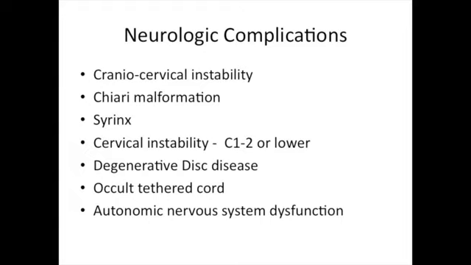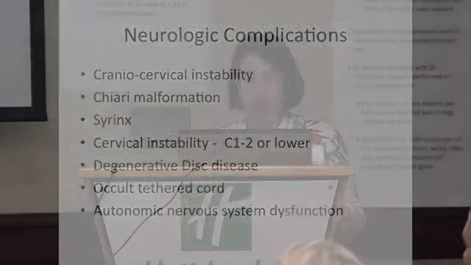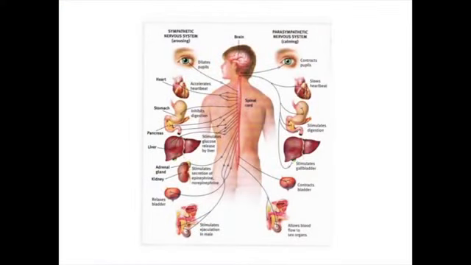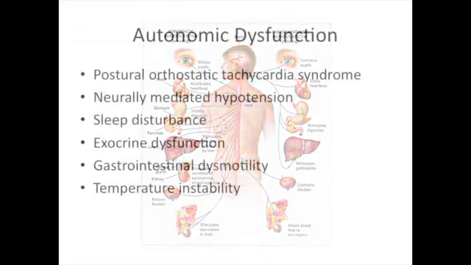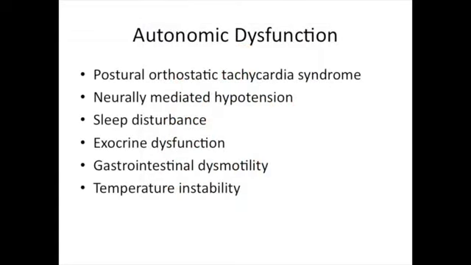Dr. Henderson's going to talk about occult tethered cord, and we have the autonomic nervous system dysfunction, which affects many organs in the body and may present with postural orthostatic tachycardia syndrome, neurally mediated hypotension, sleep disturbances, the exocrine dysfunction, GI dysmotility, temperature instability. All of these are manifestations of autonomic dysfunction.